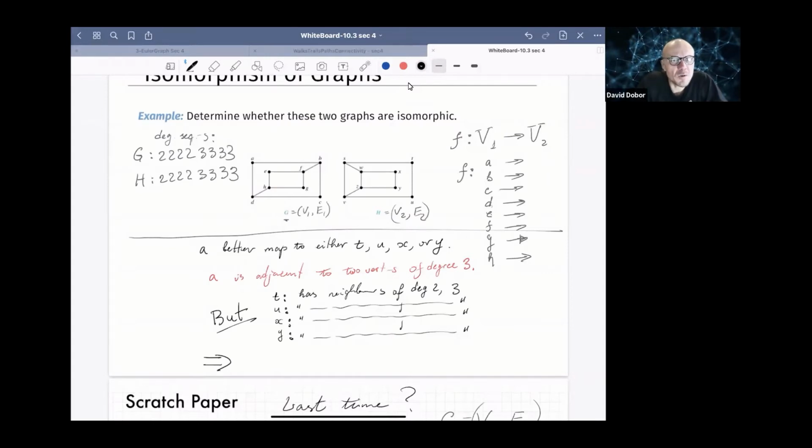And notice what's happening here. Both of these graphs have the same number of vertices, and the same number of edges. Their degree sequences are exactly the same, but there is no isomorphism between the two. They're not isomorphic graphs. Okay, so it makes sense, this example?